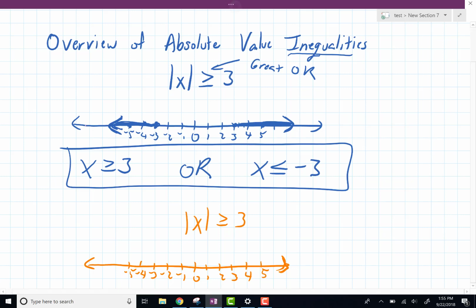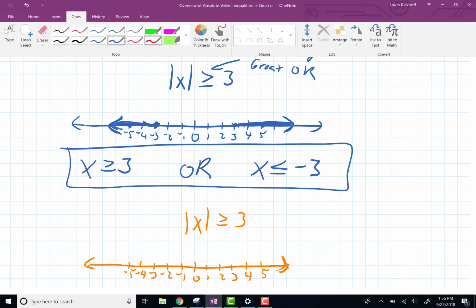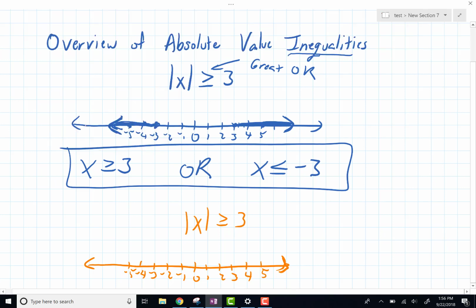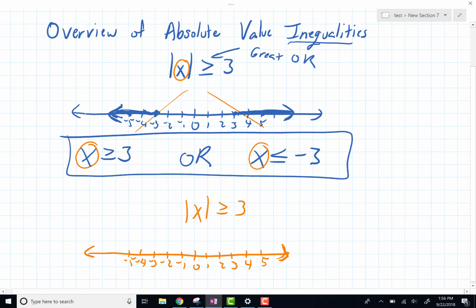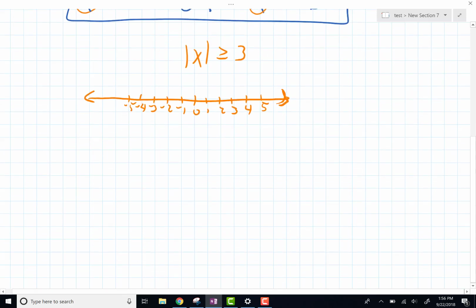And when the problems get bigger, the only thing that happens is that the inside changes, and you'll just have a little bit more to solve after you set up these two equations. So that's how you deal with a great or. Either the x really is greater than or equal to 3, or the x is less than or equal to negative 3. And anything you need to do from there.